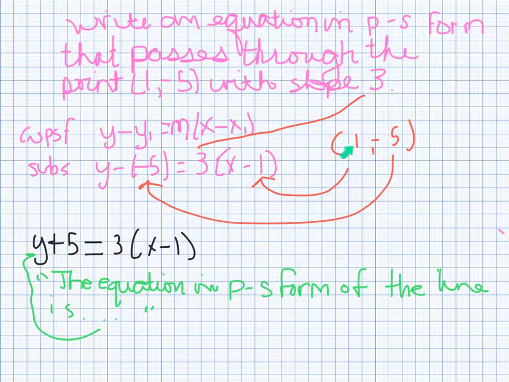I have a negative 5 here for my y value, and I have a 1 for my x1 value. So I've plugged everything in, and my equation now is y plus 5 equals 3 times x minus 1, and this would be read if you were reading it or saying it out loud. The equation in point slope form of the line is y plus 5 equals 3 times x minus 1. That's how you would say it out loud.